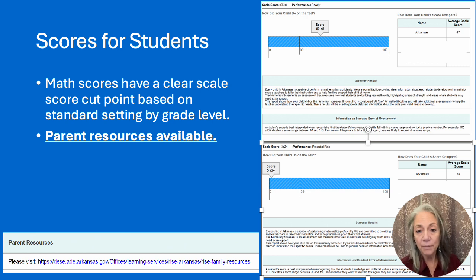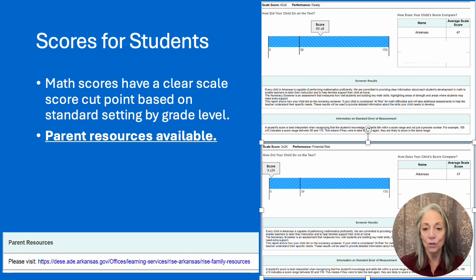You also get information about what that risk means. And then you get some parent resources that can be shared with parents, which I think is really an incredible advantage for all of us to have this information so tightly tied together. Again, that is part of this coherent system. So now all the pieces of the system are speaking to the same thing.